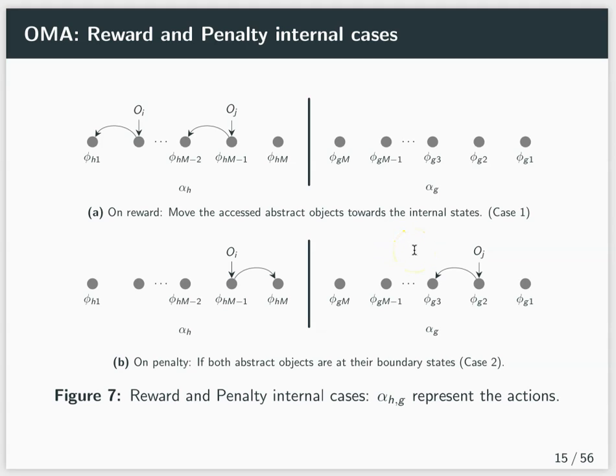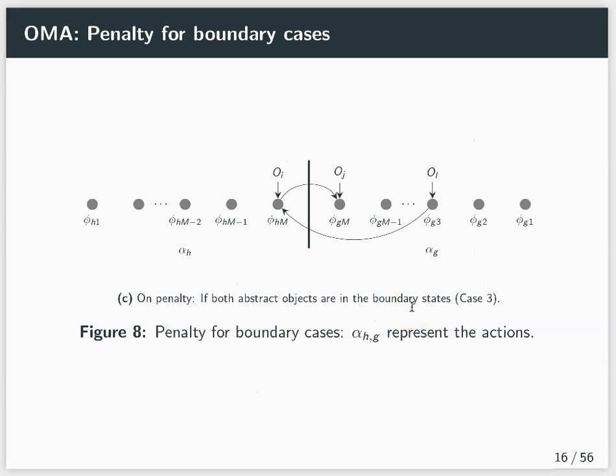This means that we are very confident that they belong to the same group. However, if the objects are in different groups and they are accessed together, this means that the places where they are should be penalized, and they are penalized by trying to learn to go towards the opposing groups. The special case, of course, is when one of them is in the boundary state.